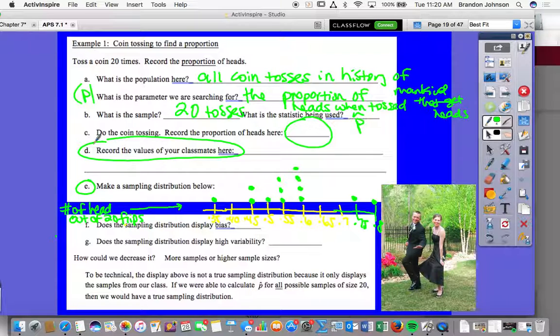I'm so worried about y'all. All right, we got to keep going. We got 10 minutes. Wait, what do we put for C? For C, this is your proportion that's here.